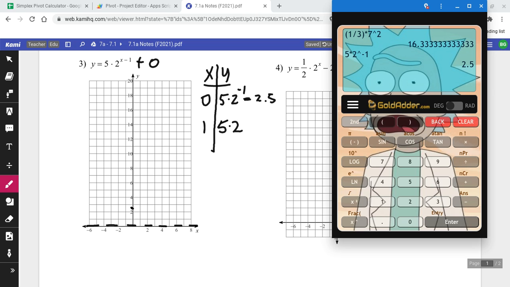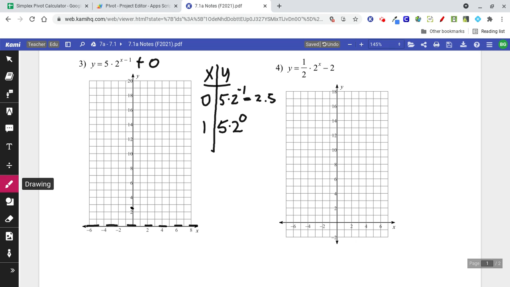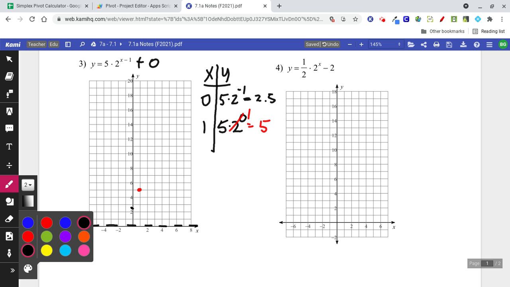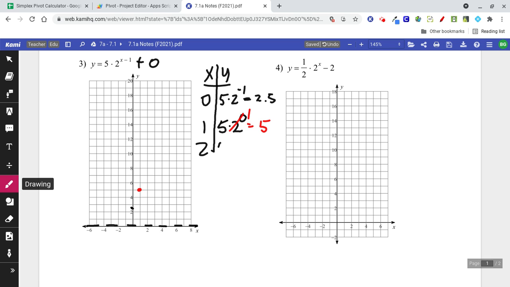Plugging in 1, you get 1 minus 1, that's going to be 0. And again, you can use a calculator if you want to, but we know 2 to the 0 is 1. 5 times 1 is 5. So 1, 5 is right there. If you know the shape, if you've memorized the pattern, I think 2 dots is probably enough for you to draw a quick sketch, okay? If you want to do more points, be my guest. Plug in 2. 5 times 2 to the 2 minus 1 is 5 times 2, that's 10. 2 comma 10.